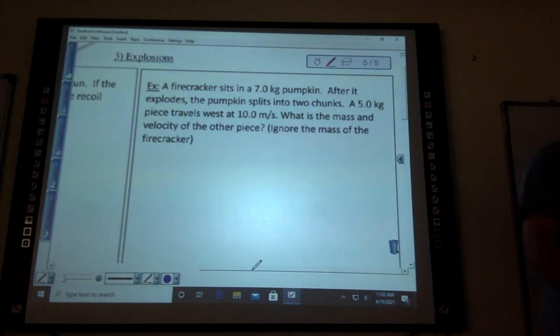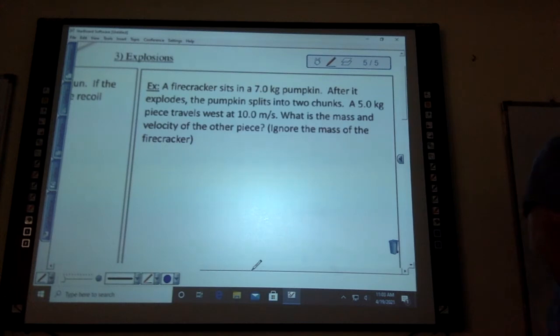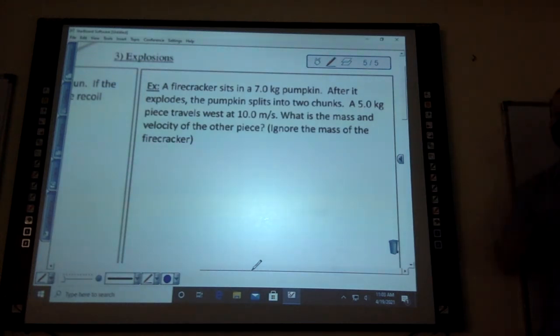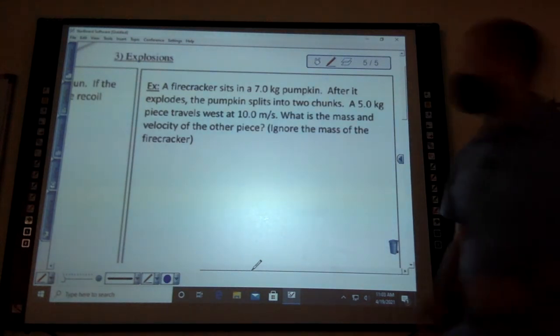All right, one more example. The last type is explosions. This is basically the inverse of what we just did. Two objects are stuck together and then they fly apart. Here we've got a firecracker sitting in a pumpkin. Once it explodes, you've got the pumpkin moving in two chunks, which is normally not how pumpkins split apart, but in our case it is. One piece is going to travel to the west, and we want to know the mass and the velocity of the other piece. We're going to ignore the firecracker mass. The total mass is 7.